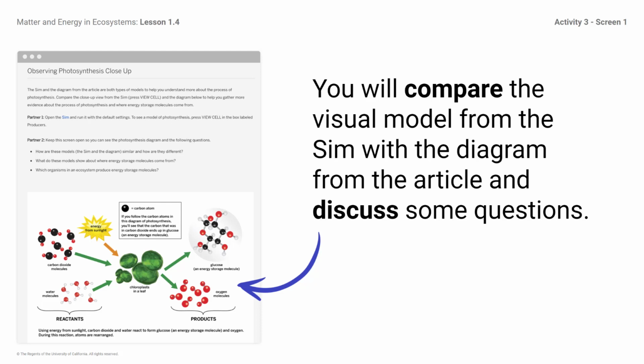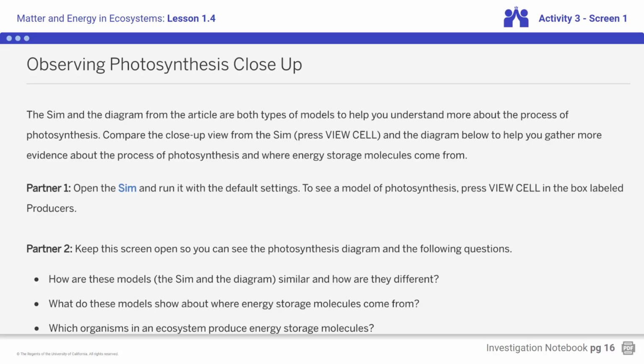To help you work together, one partner should launch the sim and press View Cell in the producer's box. The other partner should have the activity open on the photosynthesis diagram from the article and the discussion questions visible. Students, observe the sim and the photosynthesis diagram and discuss the prompts.